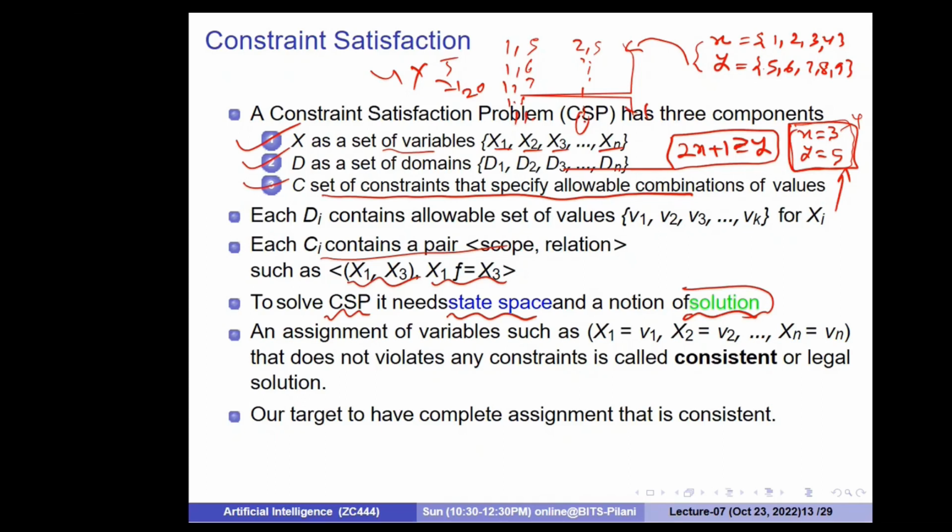Okay. So the solution is actually called consistent. If I find out the solution, it means I can find this particular x is equal to 3 and this y. This solution is consistent. Consistent means whatever this condition was, this condition is satisfied. So that's why I say that it is consistent. So x is equal to 3 and y is equal to 5 is an assignment. If I say only x is equal to 3, it is a partial assignment. A complete assignment is not there. So generally our idea would be to find out the complete assignment that is consistent.